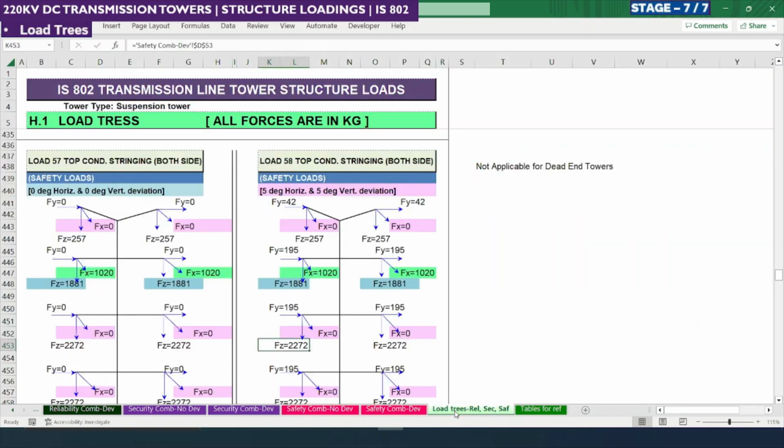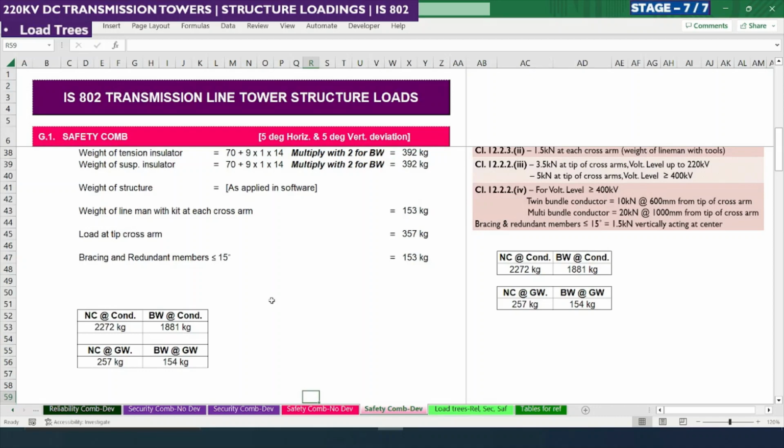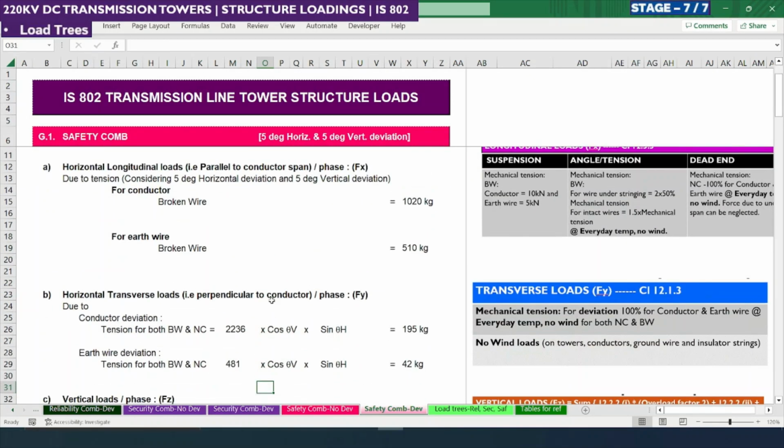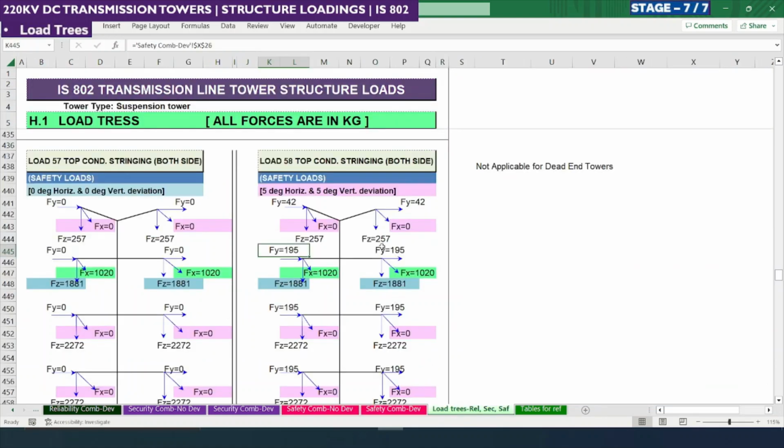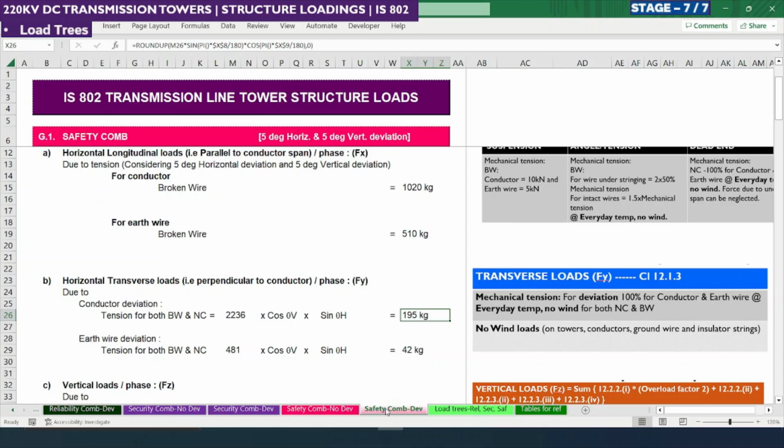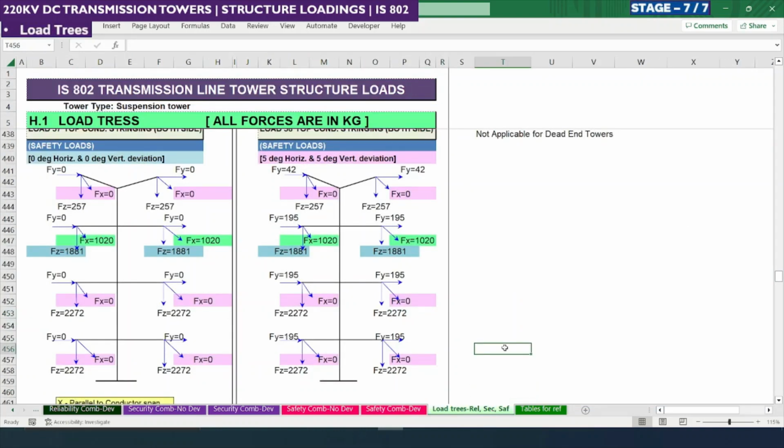This value we have applied here, and the transverse load remains the same for all the cases because of the deviation. You can see here that we are not going to consider any wind load, but in the case of tension on the transverse side, due to that deviation we have both values for the conductor and earth wire, 195 and 42. So we are going to apply that here, because this is already described here. 100% of the load we need to consider for both normal and broken wire conditions. It is stated in clause 12.1.3 of IS 802 part 1 section 1.